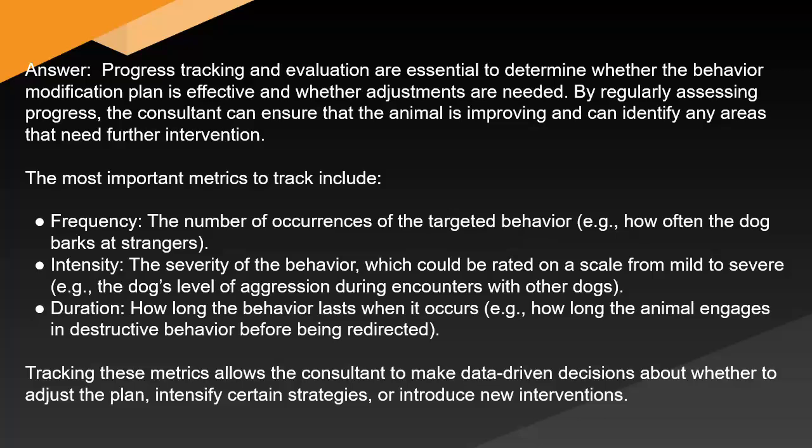The most important metrics to track include frequency, the number of occurrences of the targeted behavior, e.g., how often the dog barks at strangers; intensity, the severity of the behavior, which could be rated on a scale from mild to severe, e.g., the dog's level of aggression during encounters with other dogs; and duration, how long the behavior lasts when it occurs, e.g., how long the animal engages in destructive behavior before being redirected. Tracking these metrics allows the consultant to make data-driven decisions about whether to adjust the plan, intensify certain strategies, or introduce new interventions.